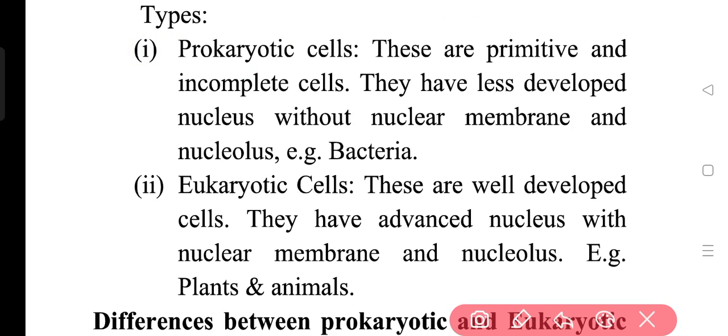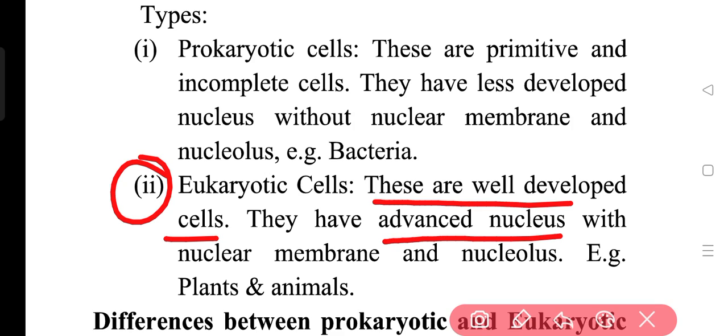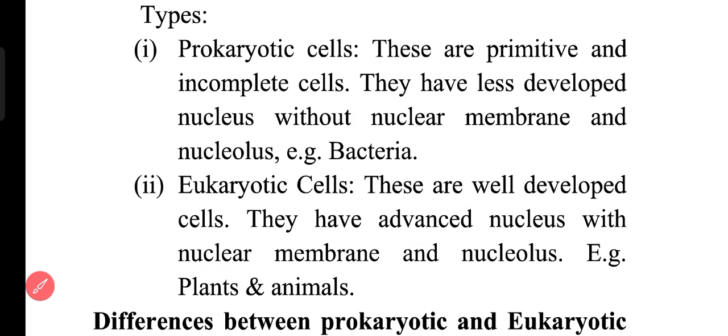The second is eukaryotic. These are well developed cells. They have an advanced nucleus with nuclear membrane and nucleolus, for example plant cells and animal cells. Just read this.